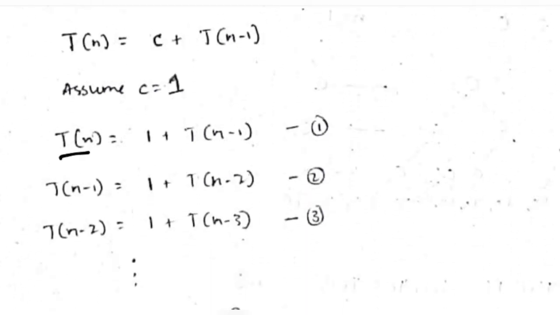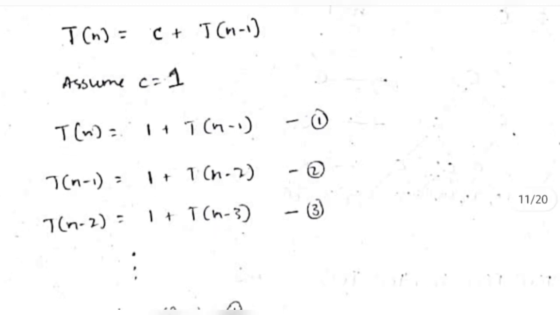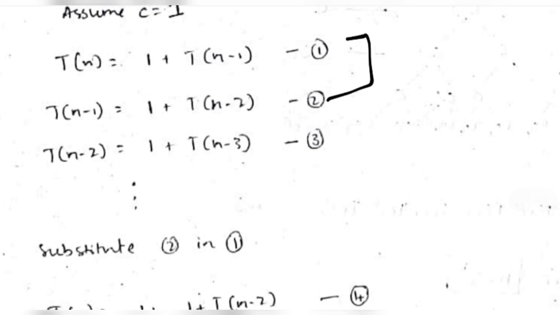Then T(n) = 1 + T(n-1). Now, what is T(n-1)? In the place of n, substitute n minus 1. So we'll get T(n-1) = 1 + T(n-2). Similarly, T(n-2) = 1 + T(n-3). Now, substitute the value of 2 in 1.